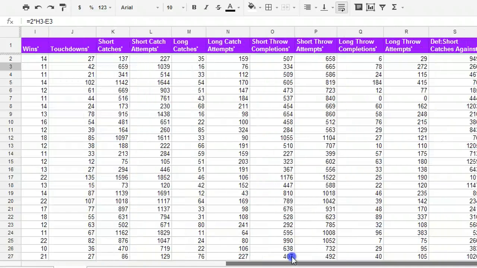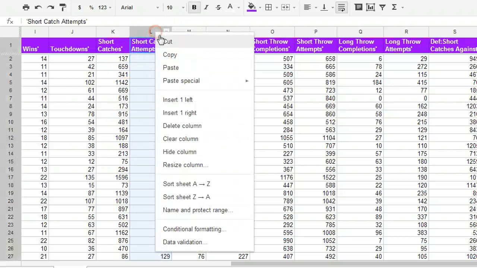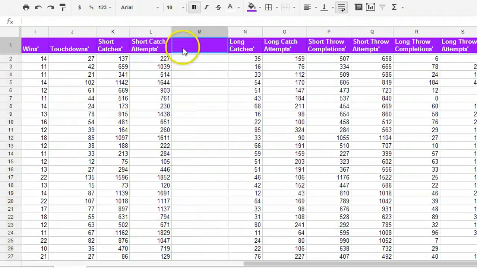You'll see short catches and short catch attempts. Well, short catches is how many catches they actually made, whereas attempts is how many times they were thrown at. So if this player here was thrown at 227 times, and caught 137 of those frisbees, if I create a new column to the right, I can do something such as short catch percentage.